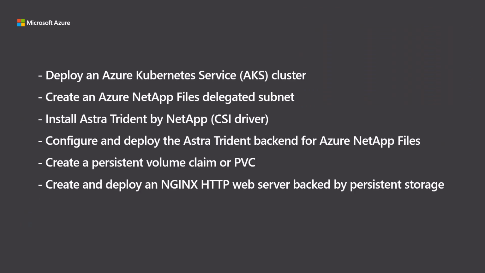Before we dive in, let's quickly review the steps we'll be covering in this video. We'll start by deploying an Azure Kubernetes Service cluster. We'll then create an Azure NetApp Files delegated subnet. We'll install Astra Trident. We'll then configure and deploy the Astra Trident backend for Azure NetApp Files. We'll create a persistent volume claim, or PVC. And finally, we'll create and deploy an Nginx HTTP web server backed by persistent storage.